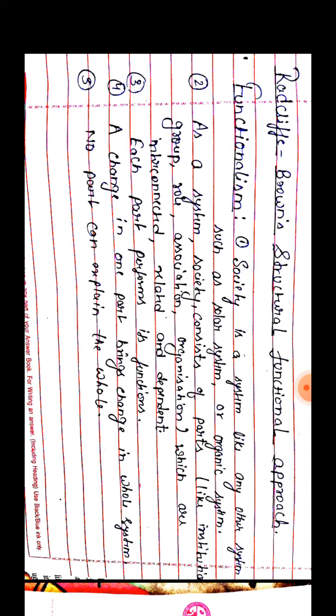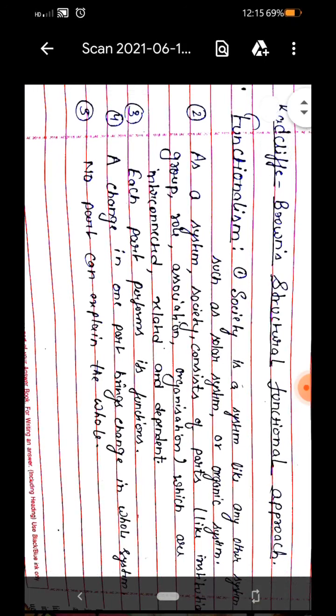Meaning they are all interconnected to each other, whether that may be an association in society, a community, or any social group. The second is that, as a system, society consists of parts which are interconnected, related and dependent, like institution, group, role, association, and organization in a society. These parts are also interrelated to each other. If any one of them is lost, then the chain of the society will be broken.